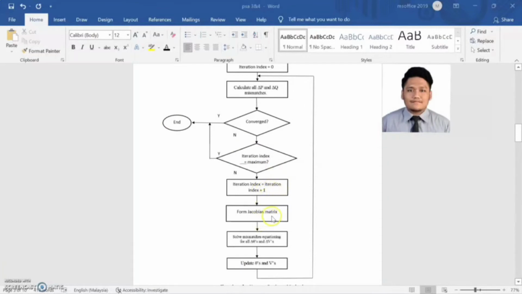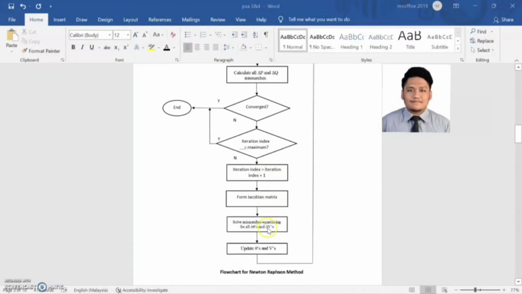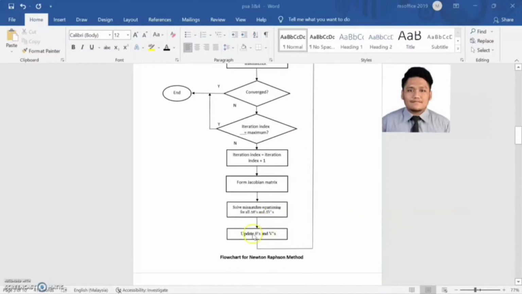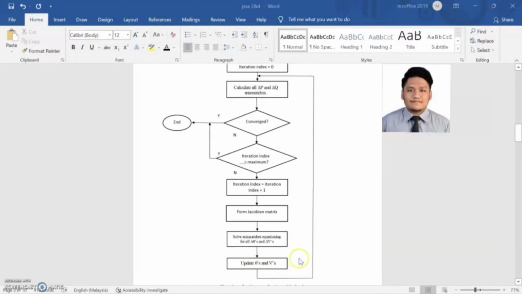After that, it will form the Jacobian. After that, it will solve the mismatch equation for all thetas and V's. After that, it will update the thetas and V's. And after that, it will repeat to calculate all P and Q mismatches.